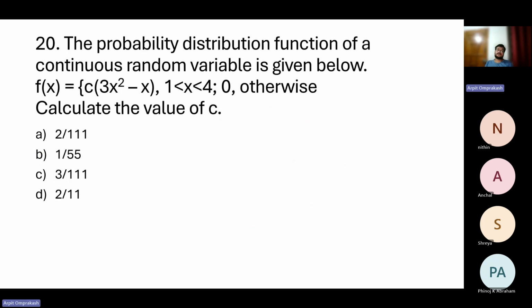Now, question number 20. The probability distribution function of a continuous random variable is given below. Calculate the value of C. Right. So just write it out. The probability density function f of x is given as C into 3x squared minus x when x is between 1 and 4. Otherwise, 0.